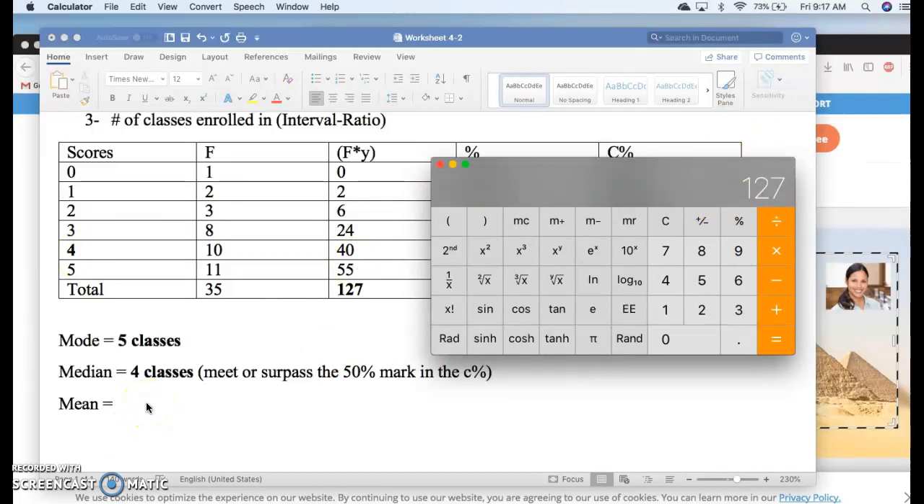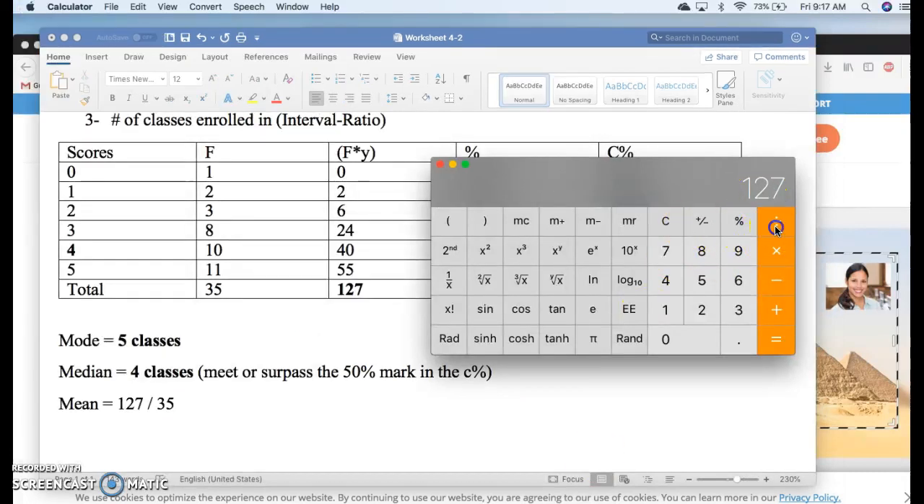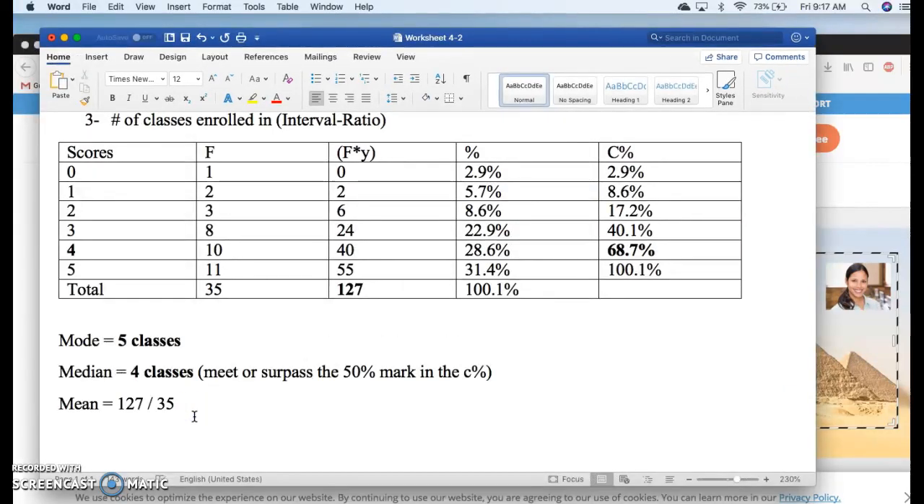So all we have to do now is take these 127 classes and divide by the 35 people that we surveyed. So 127 divided by 35. So 127 divided by the 35 people is going to come out to an average of 3.6 classes per person. So 3.6 classes is going to be our mathematical average.